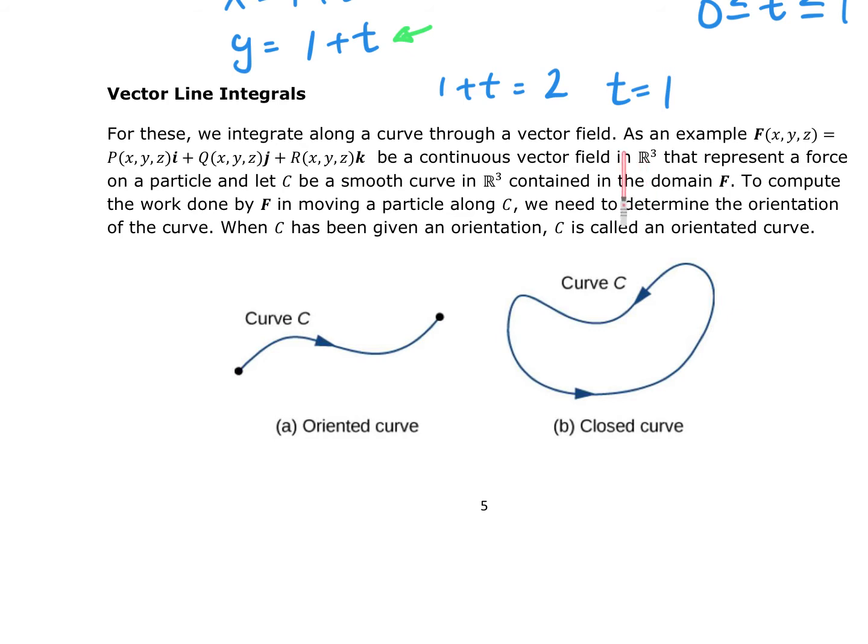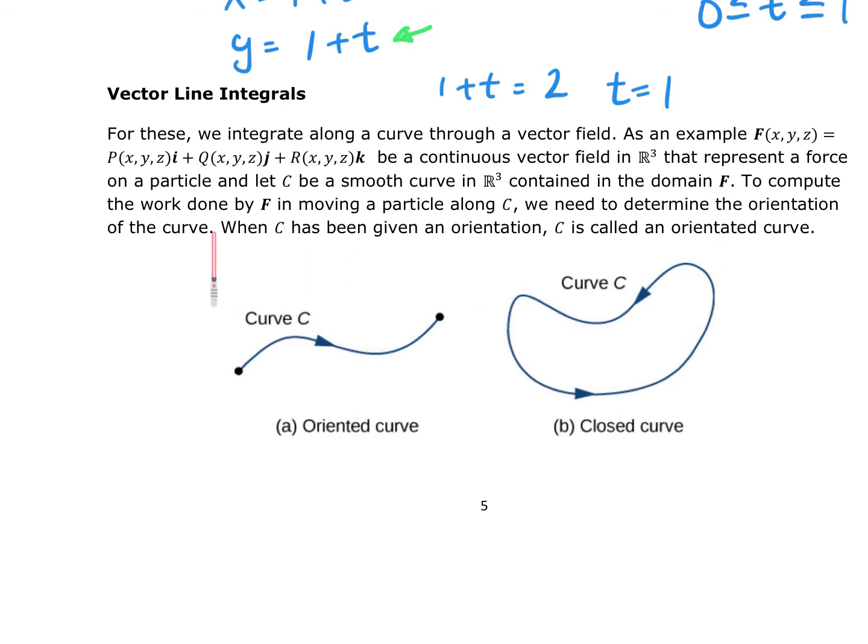So we're going to integrate through a vector field where my vector field is going to be described as the vector F(x, y, z), where P is a function of x, y, z in the i direction, Q is a function of x, y, z in the j direction, and R is a function of x, y, z in the k direction. We assume it's going to be a continuous vector field in R3 that's going to represent a force on a particle, and C is a smooth curve in R3, and it's going to be contained within the domain of my vector field.